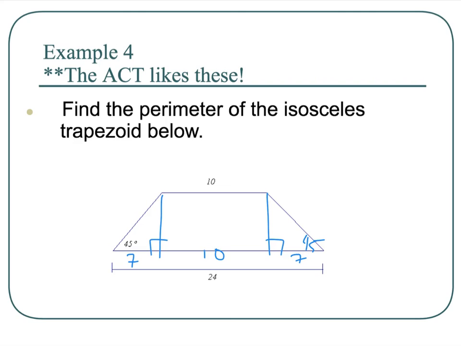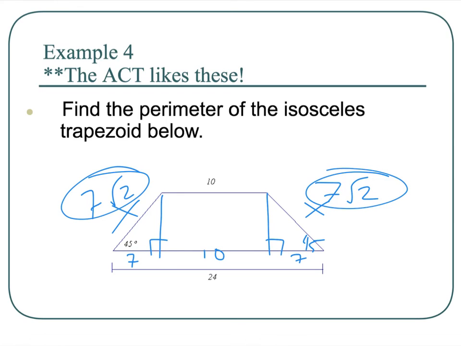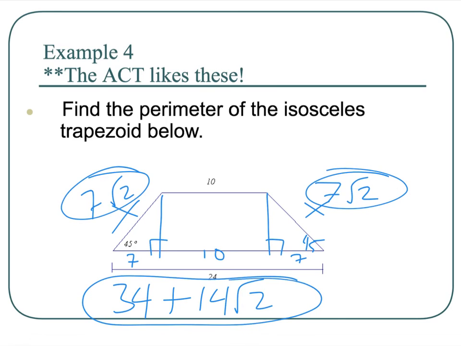And I want to find the perimeter, so I need to find out what this is right here as well as this. And it's going to be the same, right, because it's an isosceles trapezoid. Well, how do I get from my side that has the 45 to the hypotenuse? Just multiply by root 2. There we go. Boom. There's my side length: 7 root 2. So my perimeter is going to be all my sides added up. So 24 plus 10 is 34, plus 7 root 2 and 7 root 2 is 14 root 2. Bada boom, bada bing. We're done. Excellent. Wonderful.